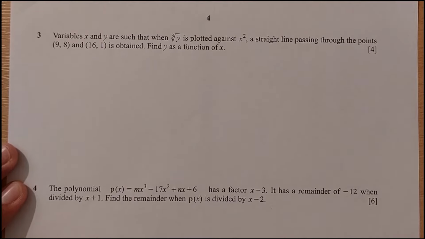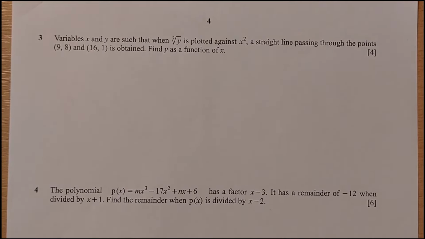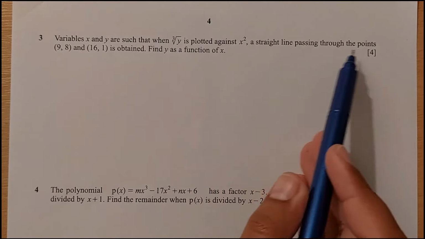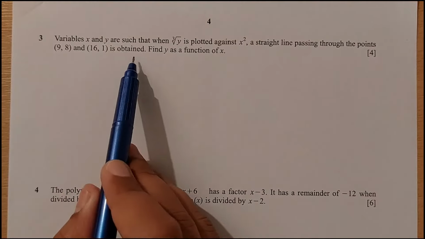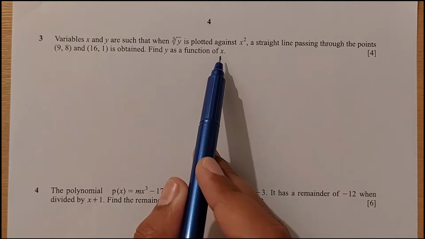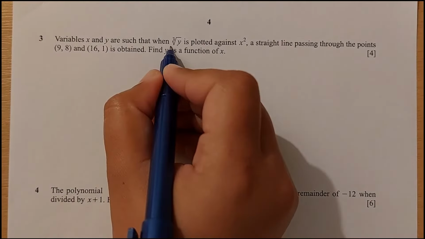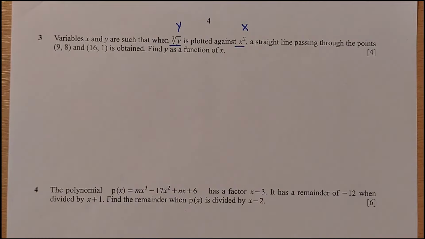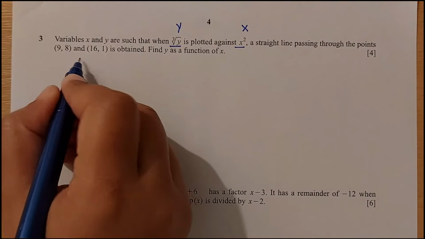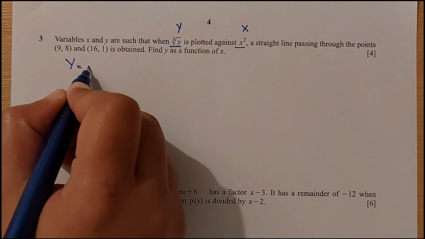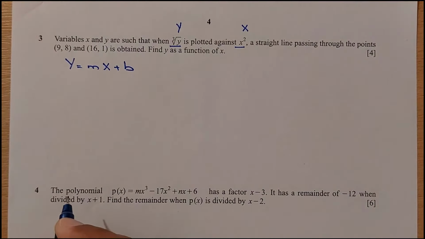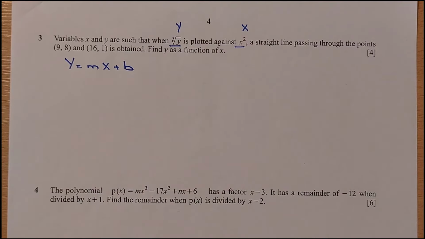Question number 3, variables x and y are such that when cube root of y is plotted against x squared, a straight line graph passing through these points is obtained. Find y as a function of x, right? So let me use this as a capital Y and this as a capital X, right? So the equation of a straight line is y equals mx plus b. Right. So what is m? m is the slope. Let me get the value for m.